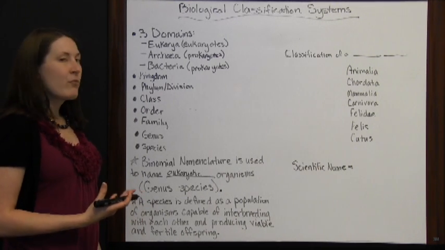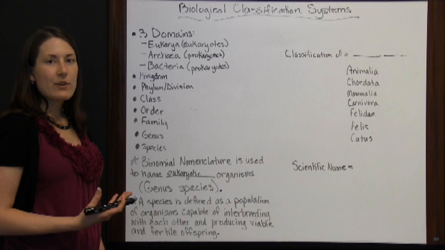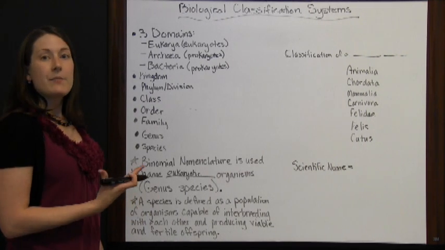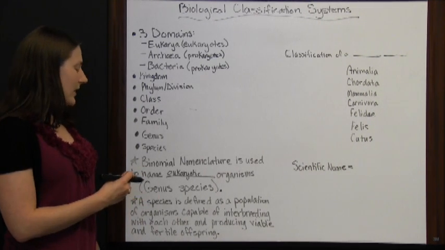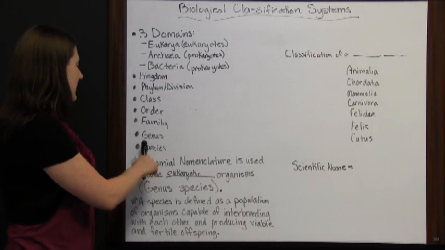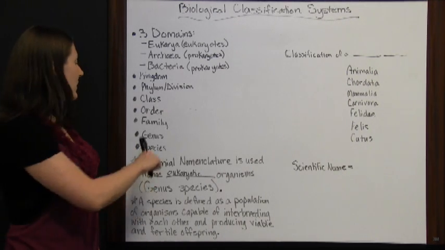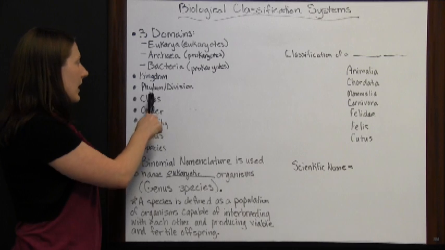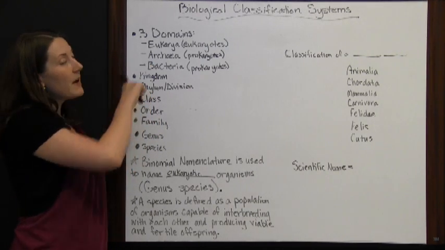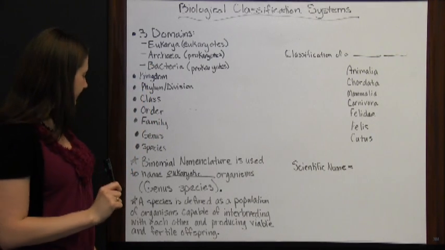You will have a more common name most of the time for a creature or an organism, but there is also a scientific name where you will be able to see what the species and genus is, and from that see which family, order, class, phylum, kingdom, and domain that organism would fit into.